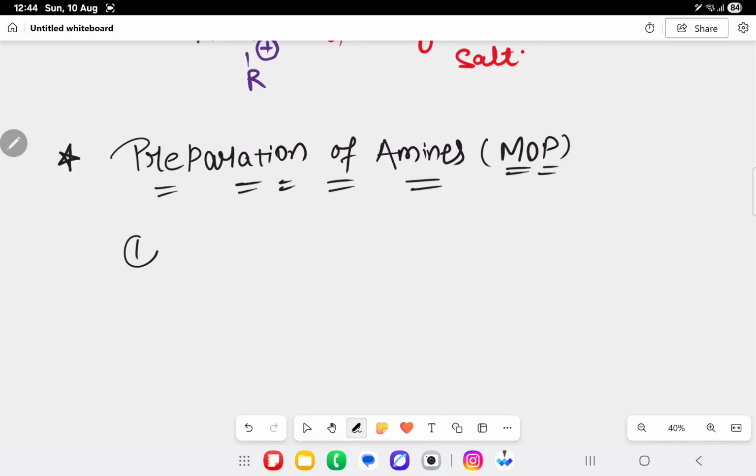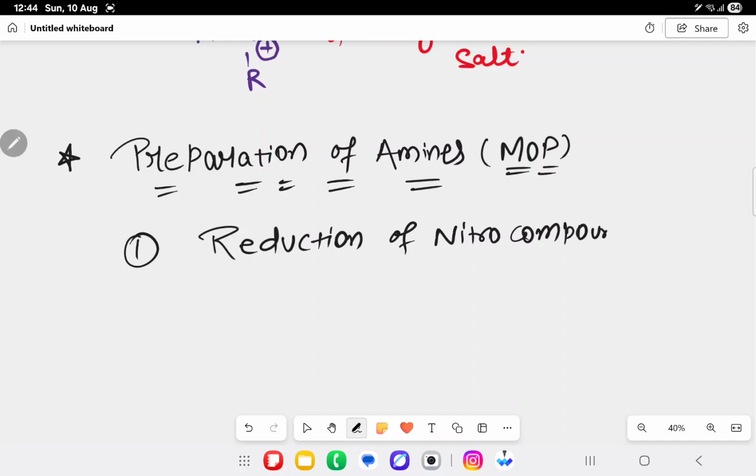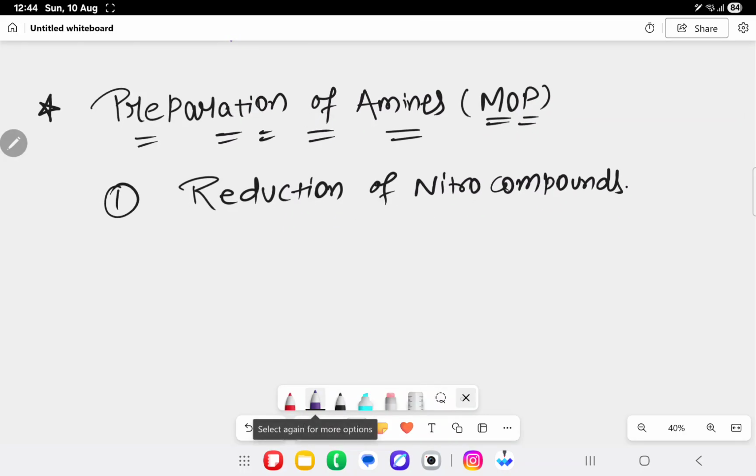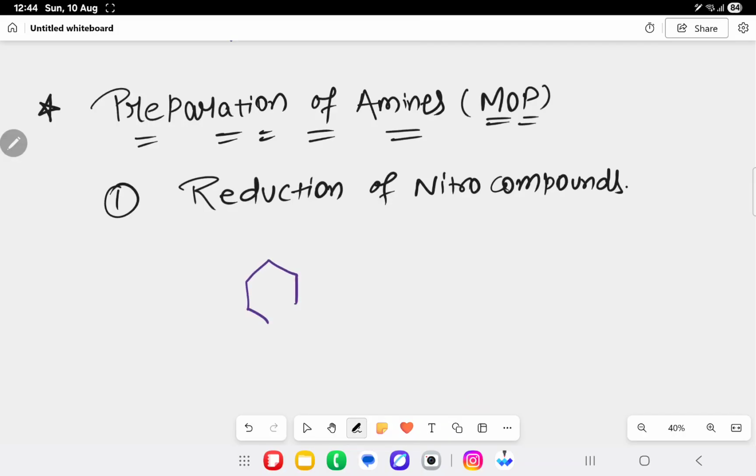The first method to prepare amines is from reduction of nitro compounds. Whenever we are going to reduce nitro compounds, everyone is familiar with what we mean by reduction, everyone knows, na? After completing this chapter, I will upload the PDF also on YouTube. Don't worry. If you don't want to study the video lecture, you can directly see the PDF over there.